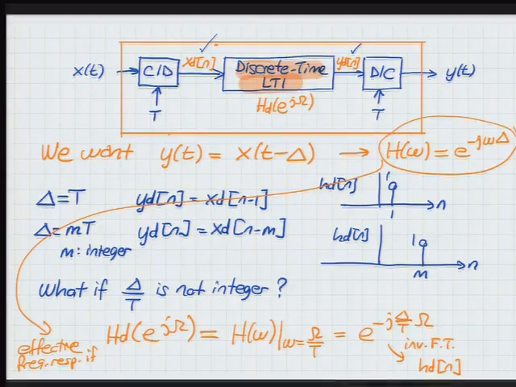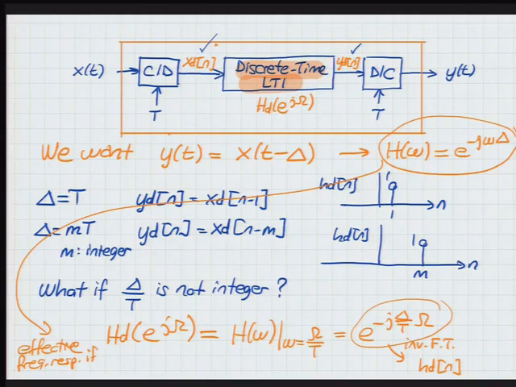If delta is equal to 0, what is the inverse Fourier transform? It's the delta, right? Because this is 1. This is equal to 1. If delta is T, then I'm talking about e to the negative j omega. What is the inverse Fourier of that? Which matches what we already had, right? If delta by T is m, an integer, the inverse Fourier is a delta centered at m, which is this, right? So we recovered everything we already had, but we can go beyond the integer cases.